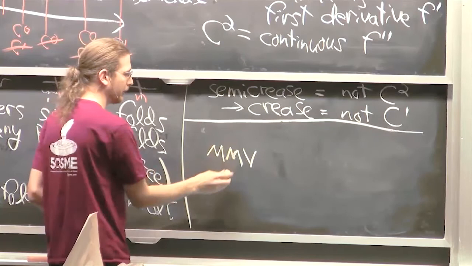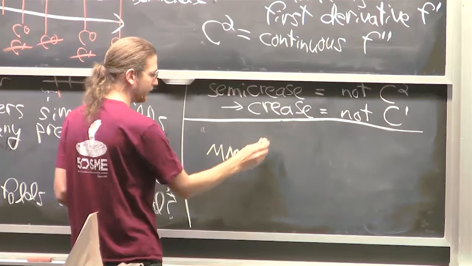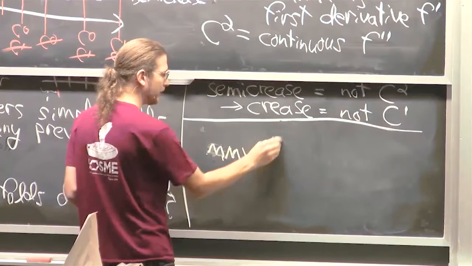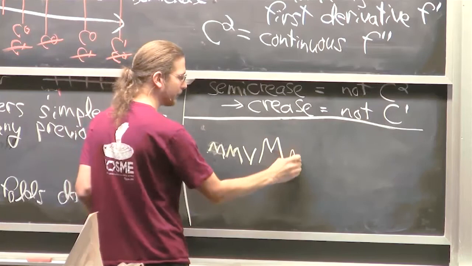So now I make another mountain fold. But I don't know, maybe I should have done it the other way. Anyway, so I make another mountain fold here. And on the left I get this. On the right I get the reflection of that.